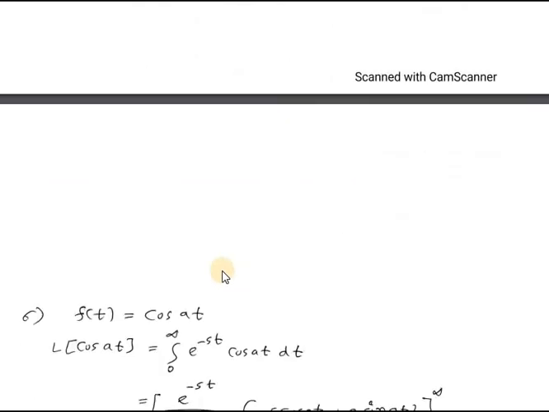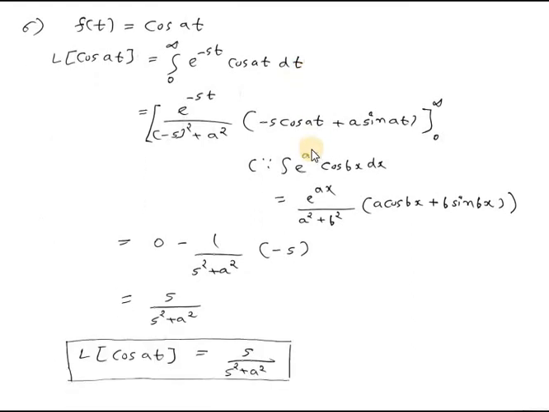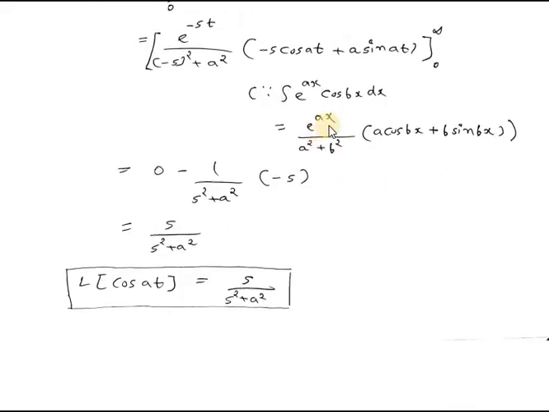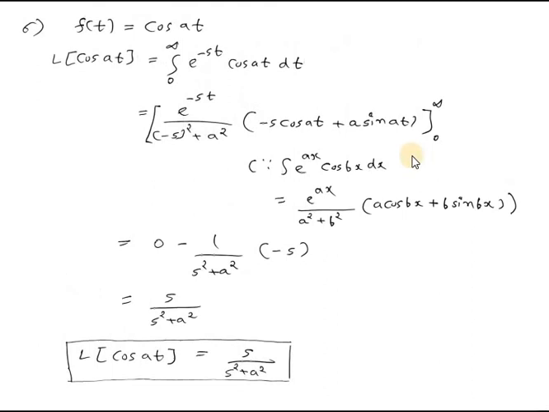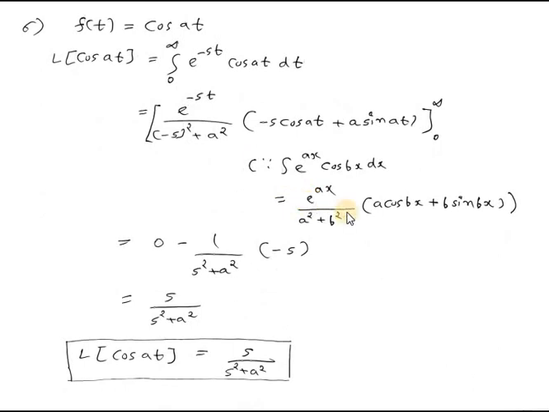Now let us discuss Laplace transform of cos at. So Laplace transform of cos at is given by integration 0 to infinite e raised to minus st cos at dt. So here we will use this formula: integration e raised to ax cos bx dx is equal to e raised to ax divided by a square plus b square into (a cos bx plus b sin bx). So if we compare this e raised to minus st cos at with integration e raised to ax cos bx, then a will be minus s and b will be a. So using this formula we will get e raised to minus st divided by (minus s) whole square plus a square into (minus s cos at plus a sin at), and the limit will be from 0 to infinite.